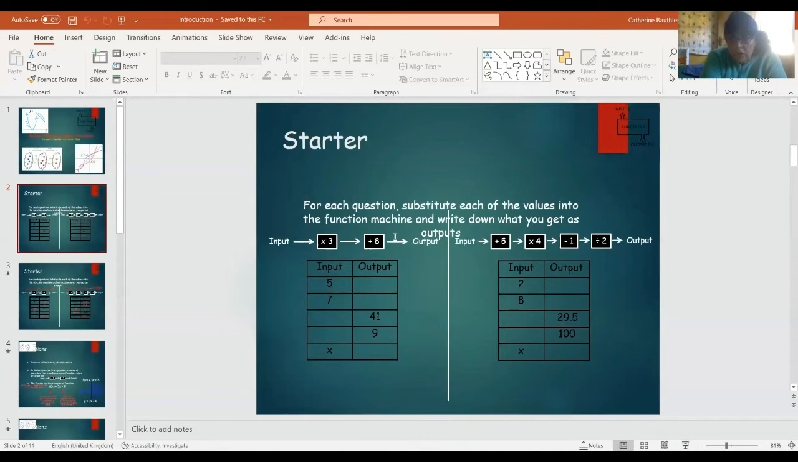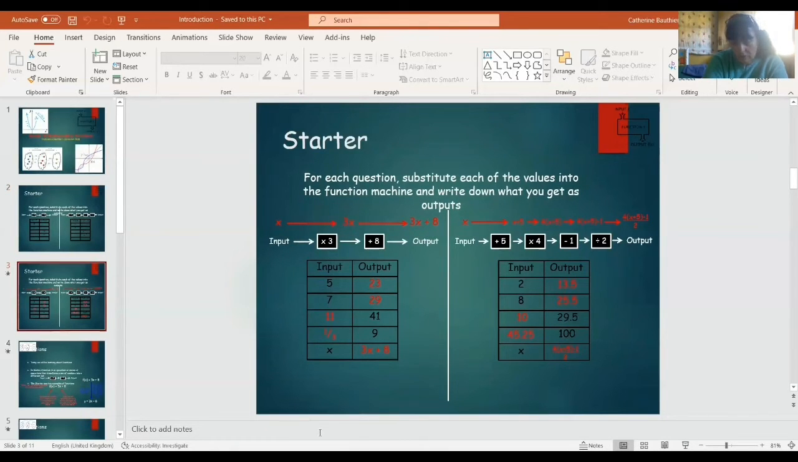What I'd like you to do now, grade 10s, is I'm going to ask you to pause the video and then try to do the table on the right. Write down your answers, and when you've done that, turn the video back on and have a look at the next slide. Okay.